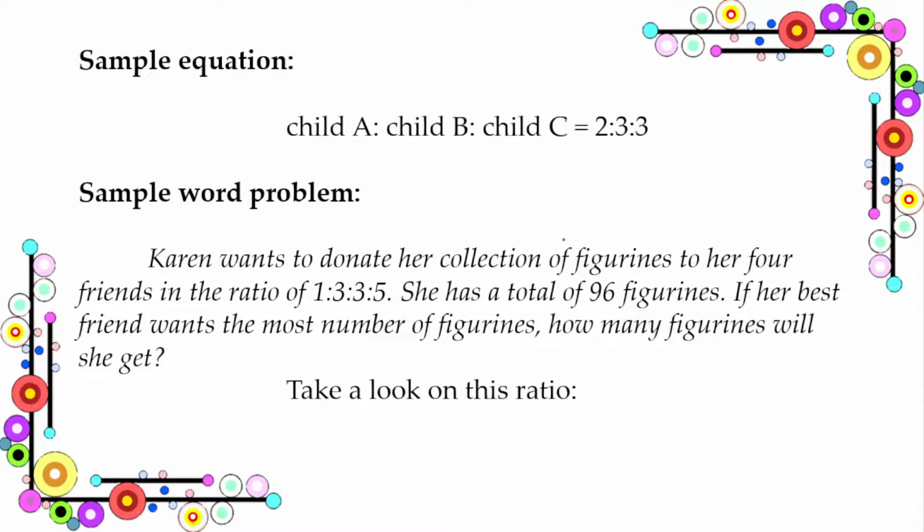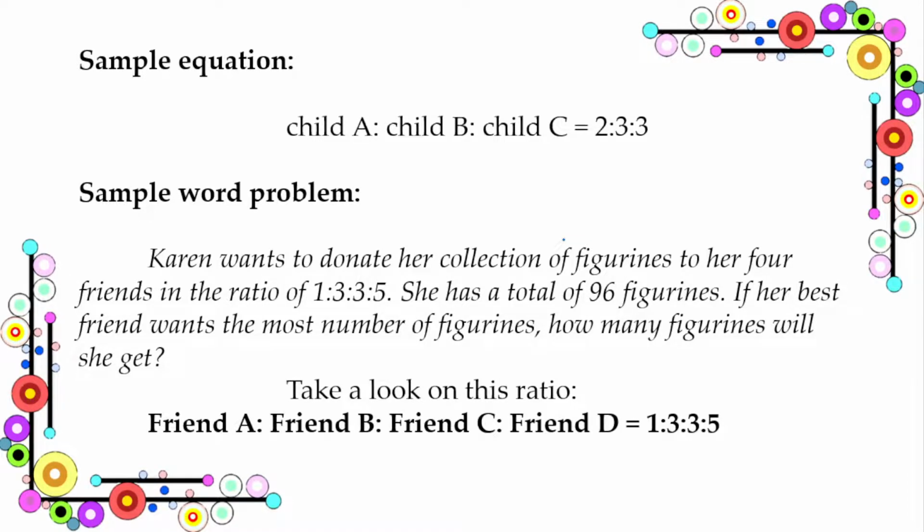So, take a look at this ratio. We have friend A is to friend B is to friend C is to friend D equals 1 is to 3 is to 3 is to 5. Okay? So, in this problem, the total number of figurines is partitioned or divided into a ratio of 1 is to 3 is to 3 is to 5, thus making use of partitive proportions. Okay? Part by part siya.